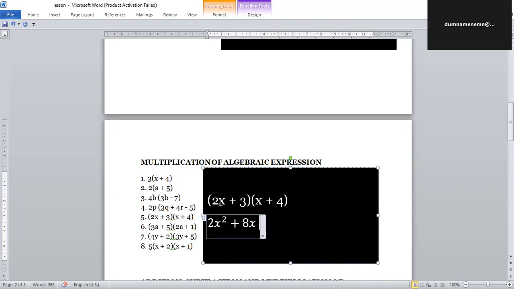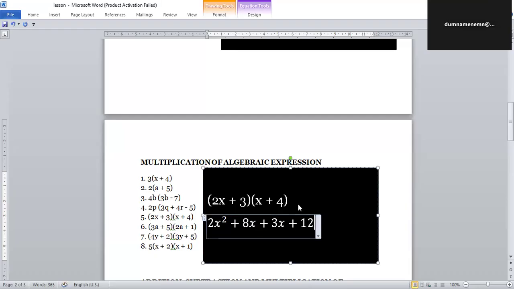Then we are done. So the first term here has multiplied every single term in the second bracket. So the second term is going to multiply every single term also in this bracket. So I'm going to do 3 times x. I'm going to have it to be what? 3x. Then 3 times 4, I'm going to have it to be 12. That's all.